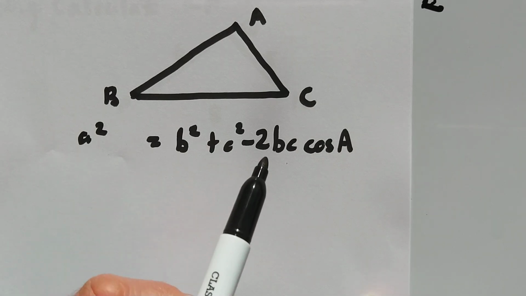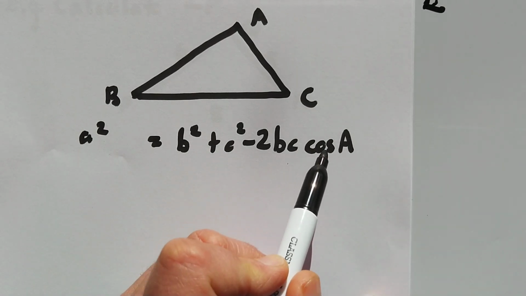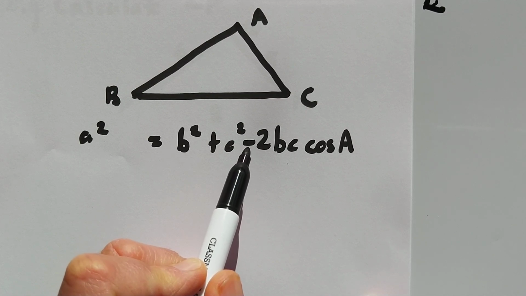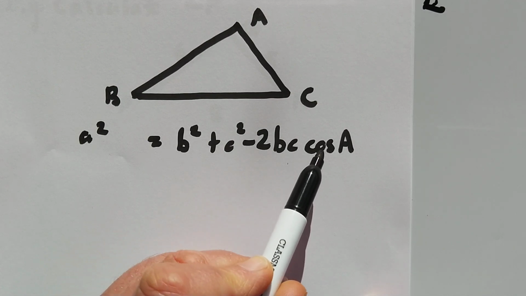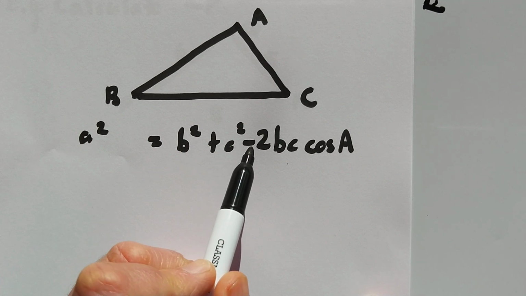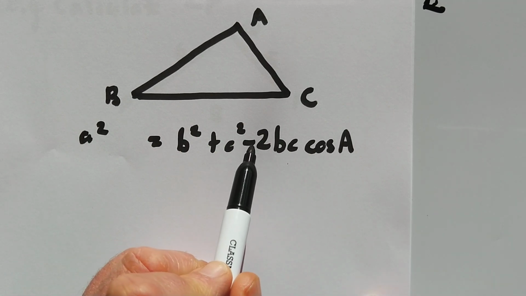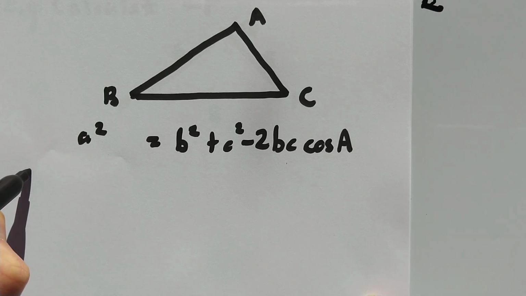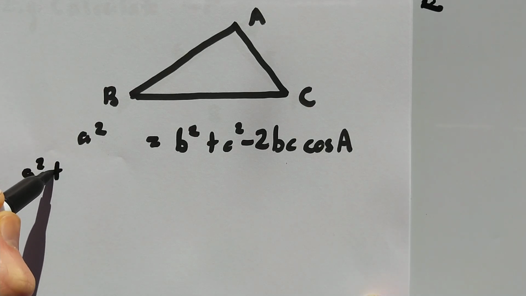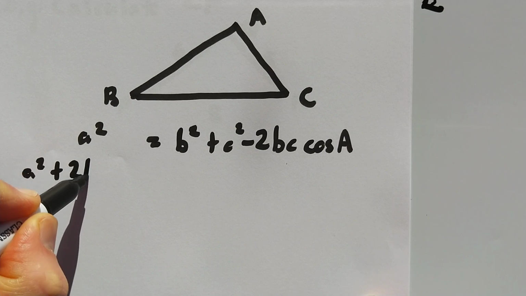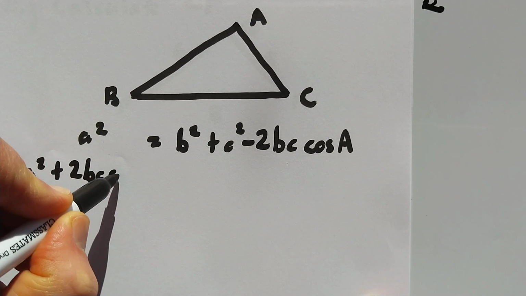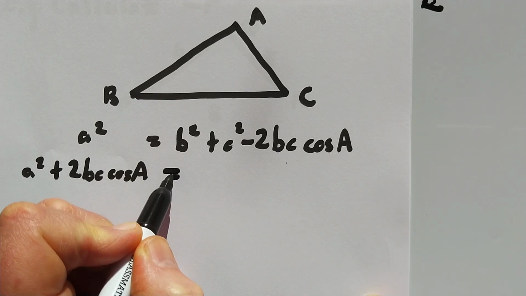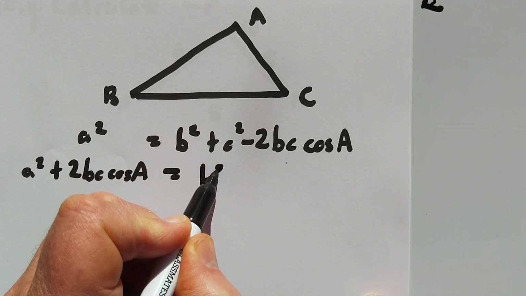So first of all, the term that we want has a negative sign on it. We want to get rid of that, and so we're going to move the 2bc cos A to the other side. I'm going to add 2bc cos A to both sides to get rid of this minus. So my next line will be a squared plus 2bc cos A equals, and on my right hand side I still have b squared plus c squared.